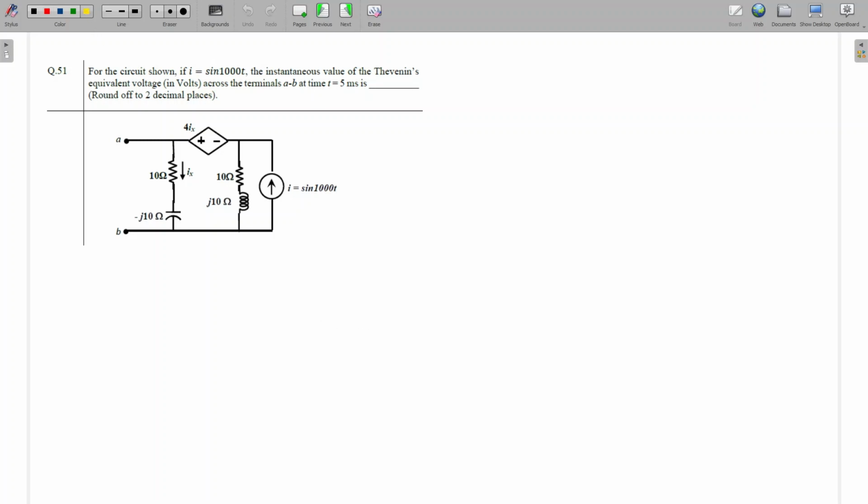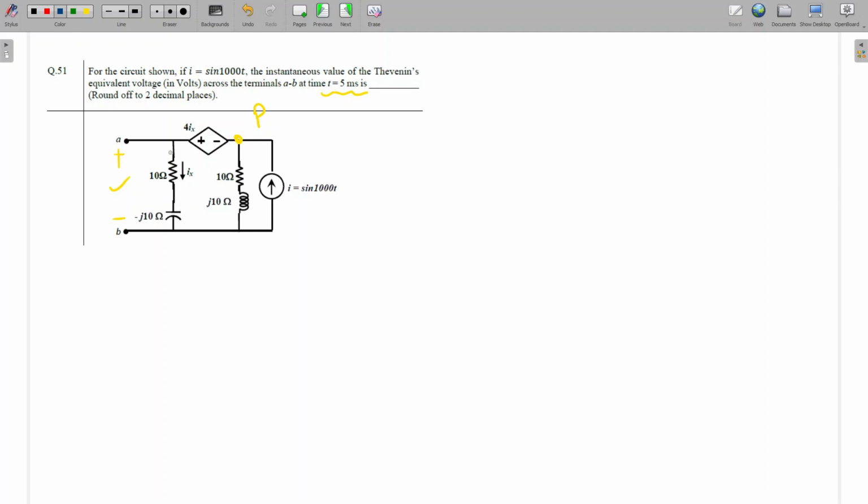See, I am going to apply KCL at this node. This is the circuit given. The question asks what the voltage across this terminal will be at t equal to 5 milliseconds. This is not a tough question, it's a very easy question. I'm going to apply KCL at point P. So what will be the voltage at point P?